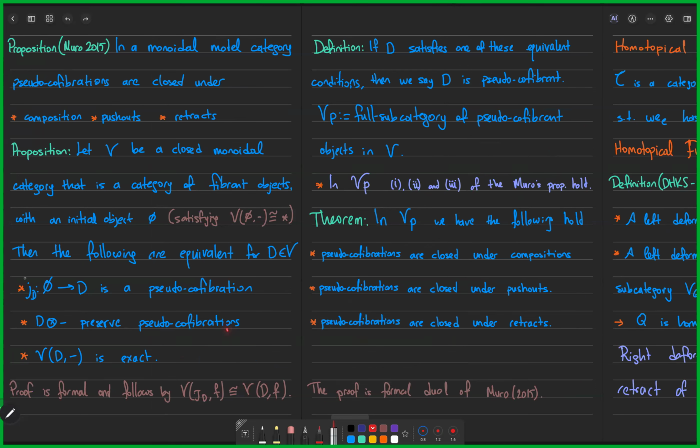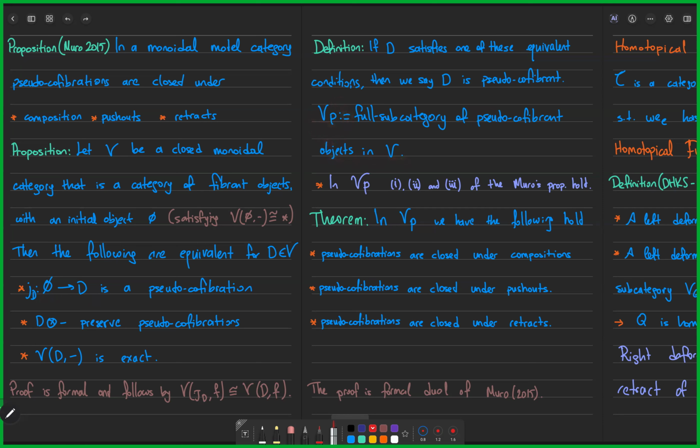If an object satisfies one of these equivalent conditions, then we call it pseudo cofibrant. Normally, a cofibrant object means the map from the empty set to D is a cofibration. Then it is called cofibrant in a model category. But here we don't have a model category, so if it satisfies one of these equivalent conditions, then we call D a pseudo cofibrant object. And we denote the full subcategory of pseudo cofibrant objects in V by V sub P.